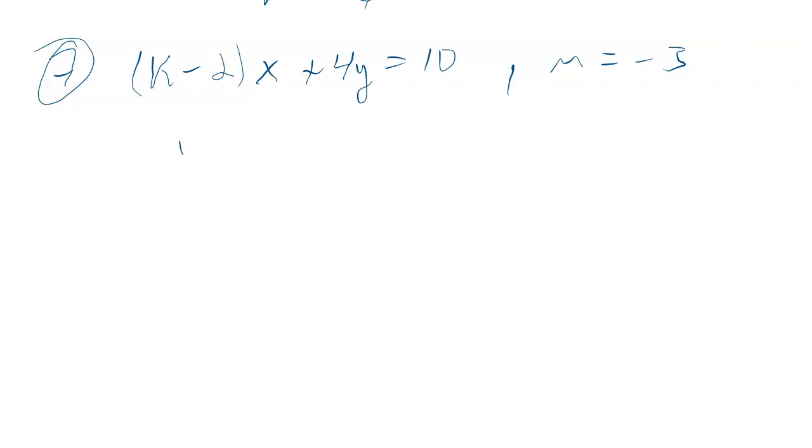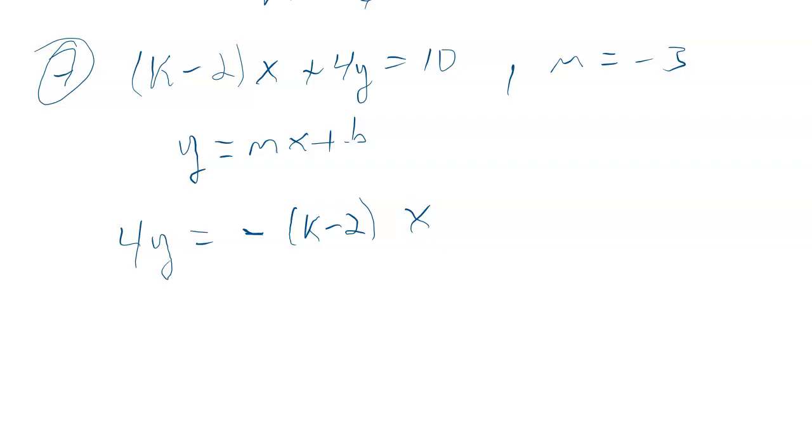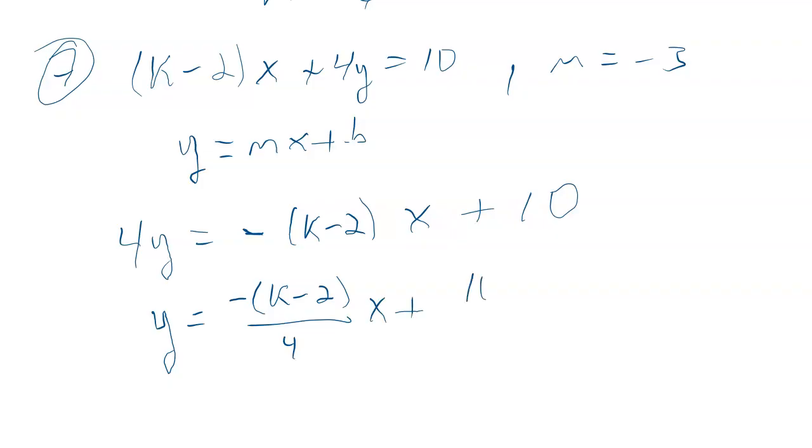Slope-intercept form, we're going to get it into this y equals mx plus b form. So I'm going to subtract that thing over. So I'll get 4y is equal to negative (k minus 2)x plus 10. I don't really care about the b part. I just need the slope. And then I'll solve for it by dividing by 4. So I get y is equal to negative (k minus 2) over 4 times x plus 10 over 4. Again, I don't really care about this value. I just care about this. Well, that's my slope.